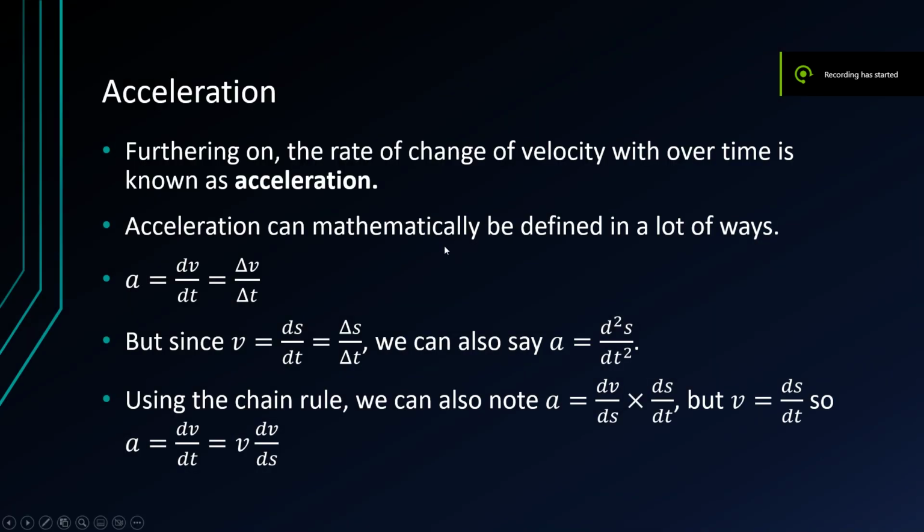So acceleration is the next thing that we're going to be going on to, which is the change in velocity. So the rate of change of velocity over time. Now, it's meant to say over time, not with over time. So just the rate of change of velocity over time. Mathematically, it's dv by dt, or the change of velocity over time, so delta v by delta t.